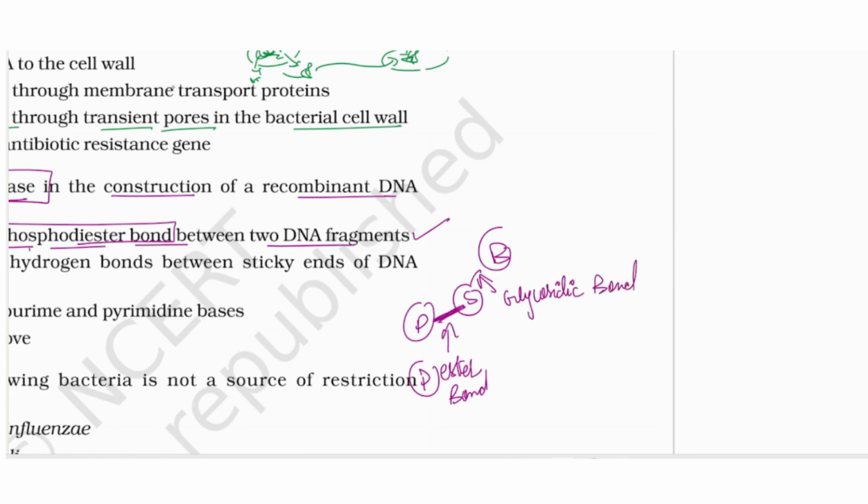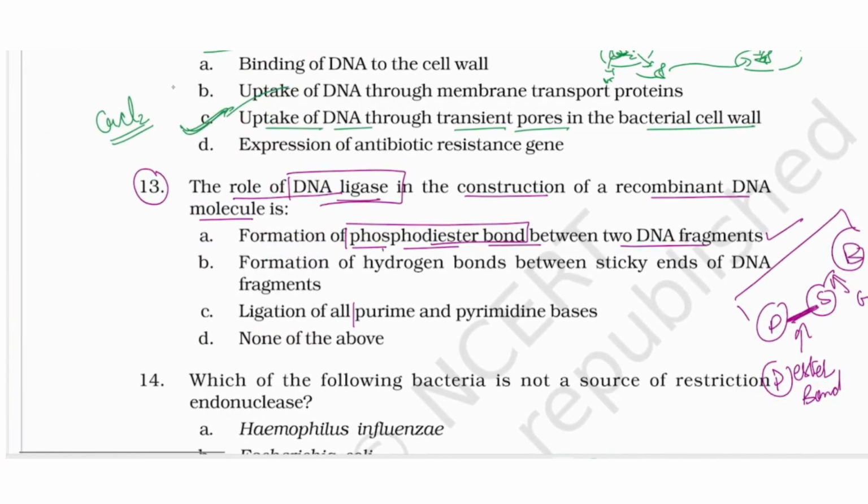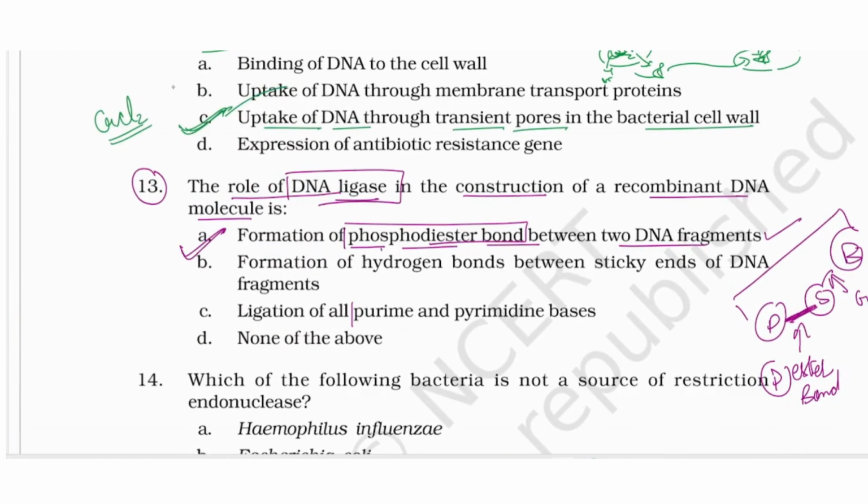Okay, so why are we calling it phosphodiester? This is in the one strand, the same thing would be in the other strand, so that is why two phosphoester bonds, so phosphodiester bond. We'll go with A.